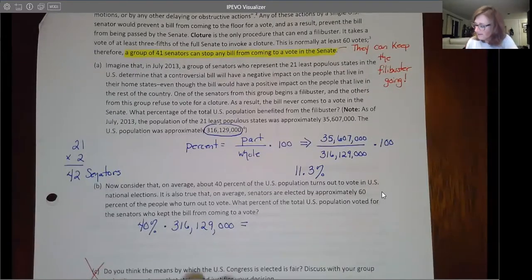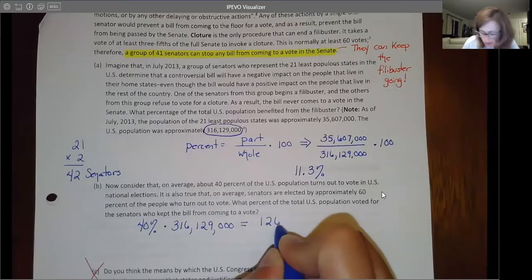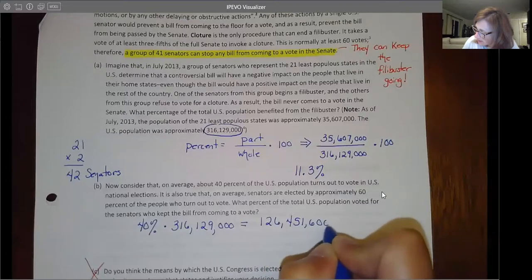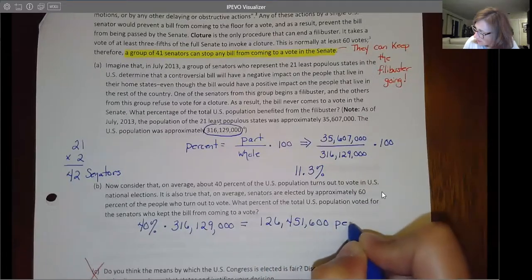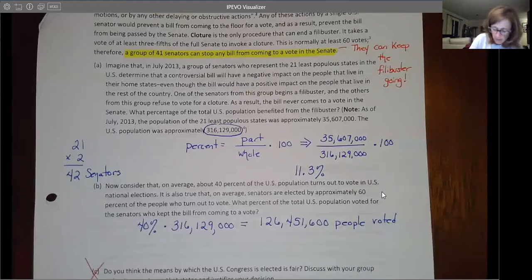And in this election that they're referring to, less than half. This is what I got. You guys try it, check it. That's how many people voted. I'm going to check mine again. I got 126,451,600. Those are the people that voted in the last election.